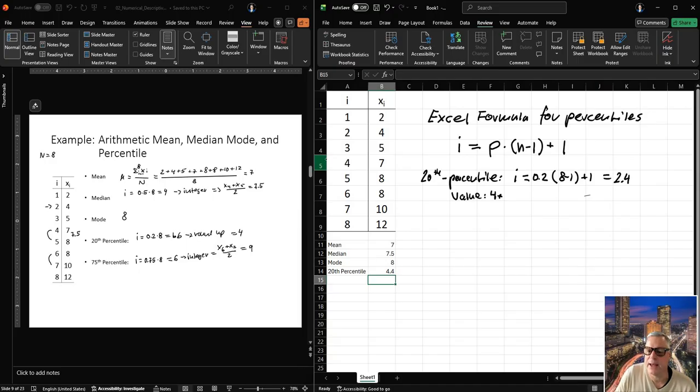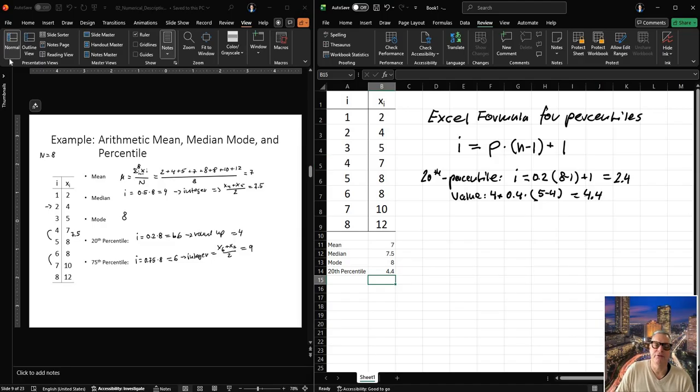But then it adds another 40% of the difference between the second and the third value, so between 4 and 5, because the third value is 5. So it does 5 minus 4, and then we get 4 plus 0.4 times 1, 4.4, which is this one.